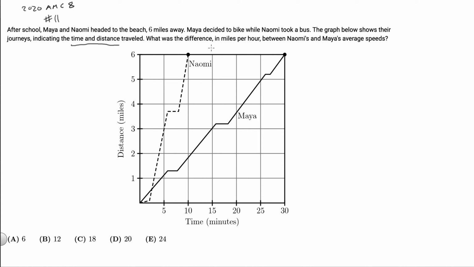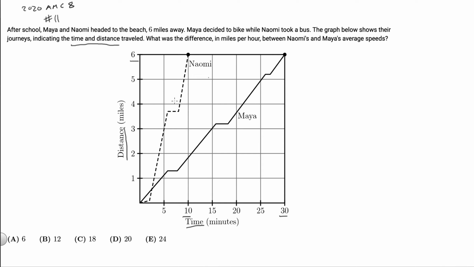Okay. So we've got this graph, and it may look a little bit complicated, but what really is happening here is we're just showing the distance that they have traveled after a certain amount of time. And so we see that both of them make it to the beach, which is 6 miles away. So both of them end up traveling 6 miles. But they accomplish this by traveling at different speeds, which means that they will have different times that they took to get there. So we have 30 minutes and 10 minutes.